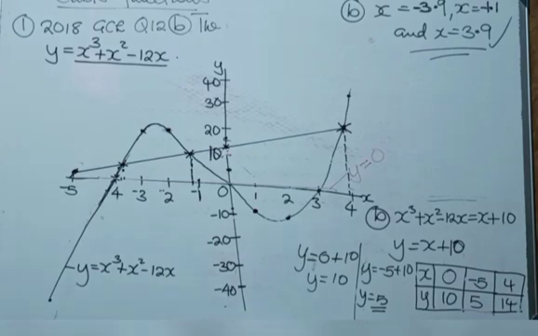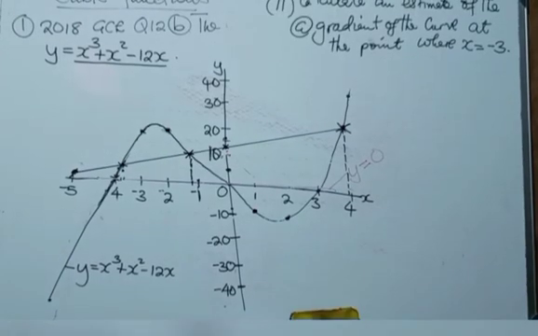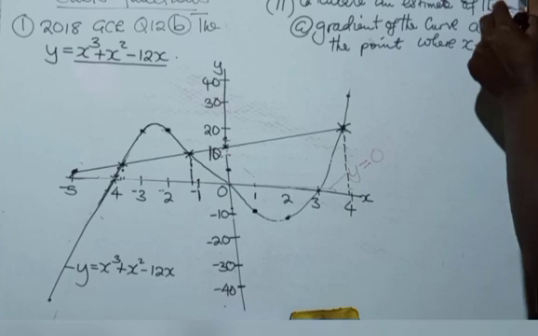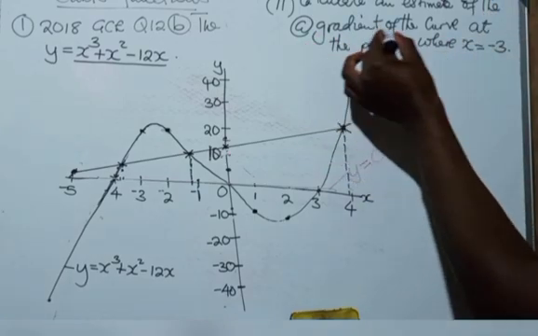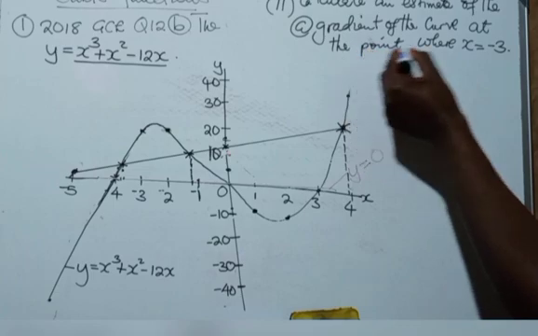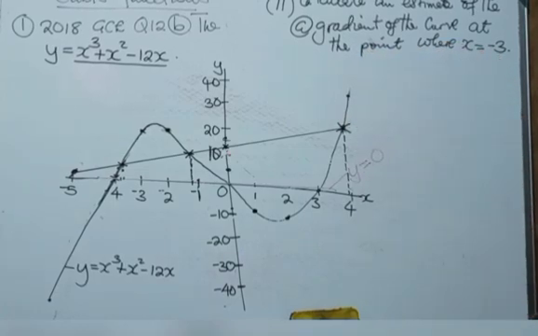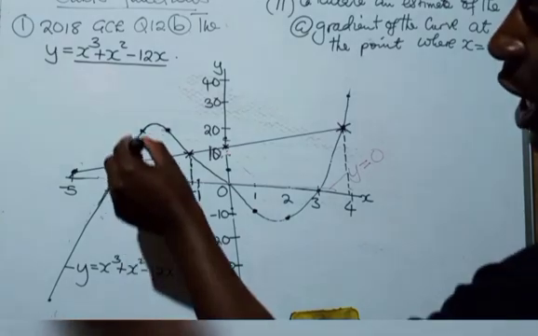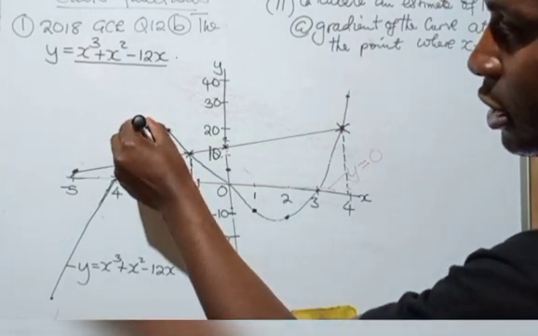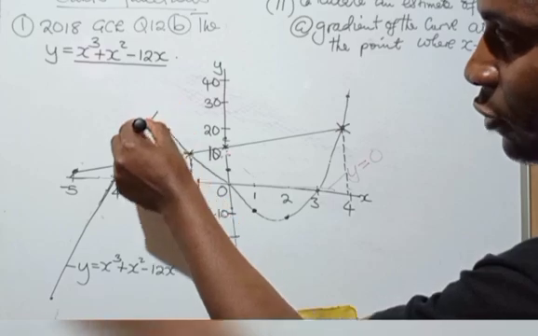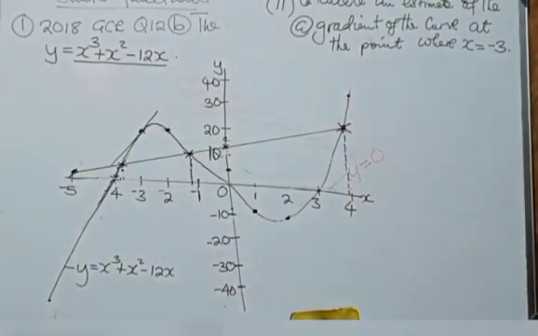Let's go to the next question, which is question number Roman numeral 2. Question number Roman numeral 2 says, calculate an estimate of the gradient of the curve at the point where x is equal to negative 3. So the point where x is equal to negative 3 is that point there. This is the point of the curve. So let us find the gradient there. How do we find the gradient?